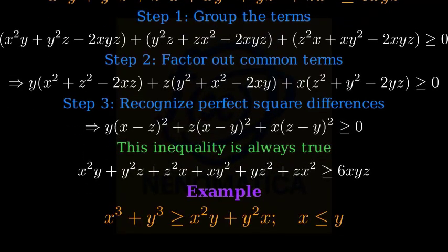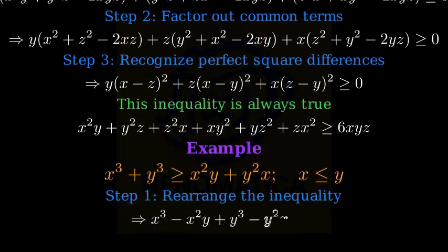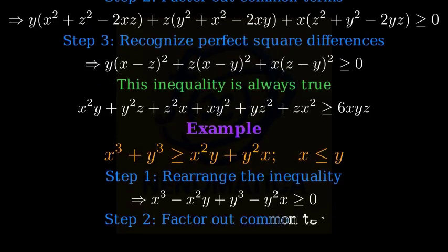We need to prove that x³ + y³ ≥ x²y + y²x, given that x ≤ y. Let's begin by rearranging the inequality to get a more workable form. We'll move all terms to the left side. Now, we'll factor out common terms.